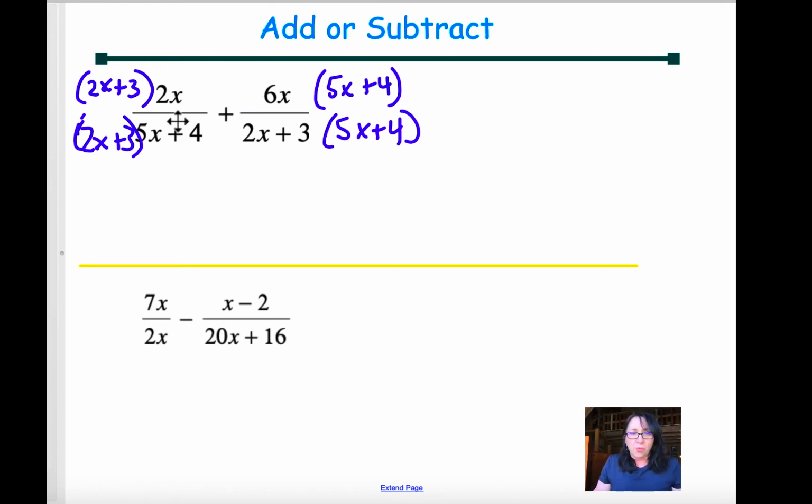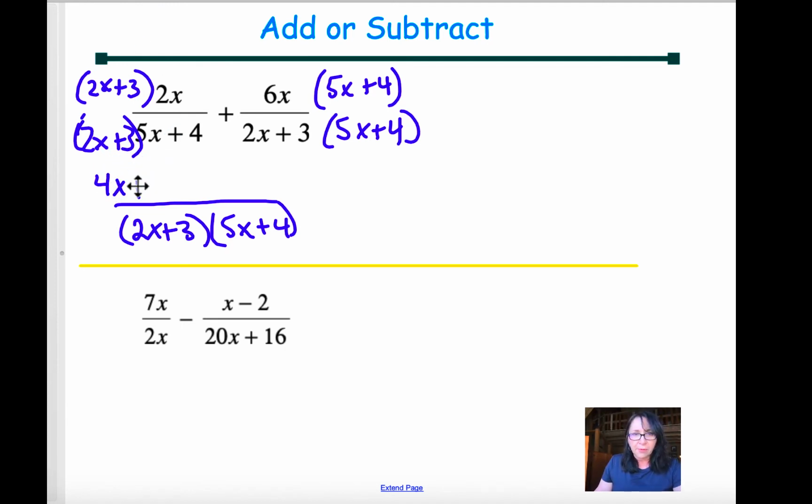All right, so what we have here is distribute. We got a common denominator. My common denominator, I'm going to keep it in quantities. So I've got 2x plus 3 times the quantity 5x plus 4. And then on the numerator, I'm going to distribute. So I'm going to get 4x squared plus 2x times 3, which is 6x, plus 6x times 5x is going to be 30x squared. And then 6x times 4 is plus 24x.